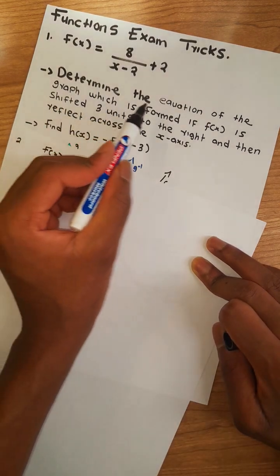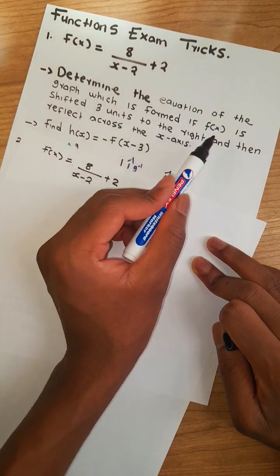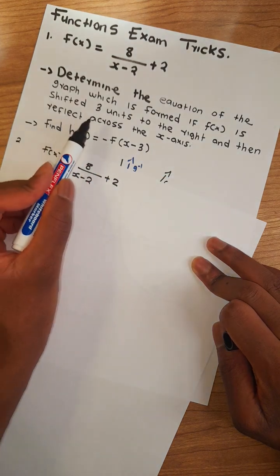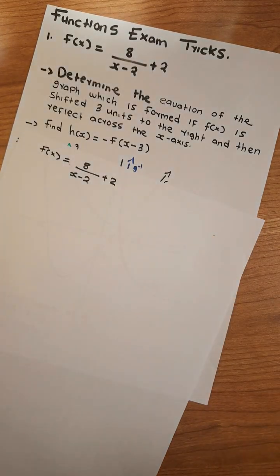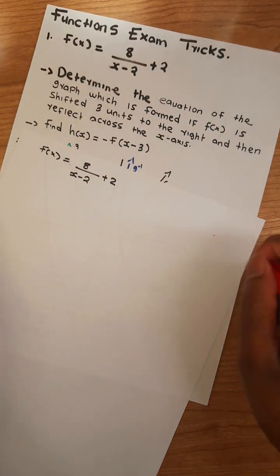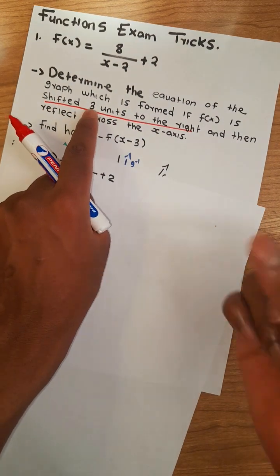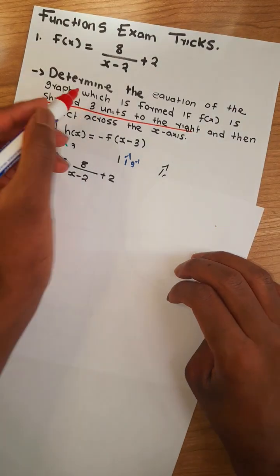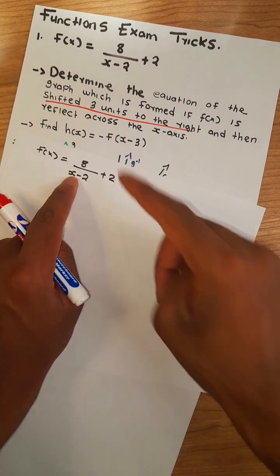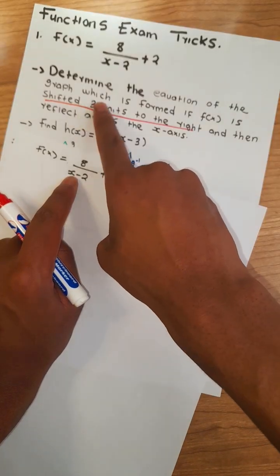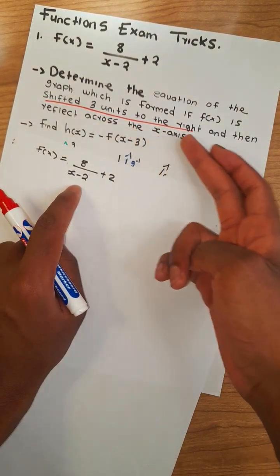They say determine the equation of the graph which is formed if f(x) is shifted 3 units to the right. So they say that f(x) is shifted 3 units to the right. If we shift the graph to the right, which is the positive side, it means that we're going to put a minus in front of an x. Do you remember? We put x − 3. So it is going to shift to the right.